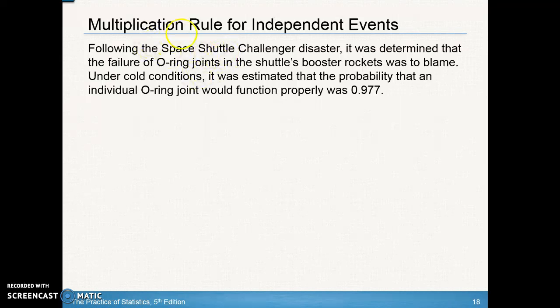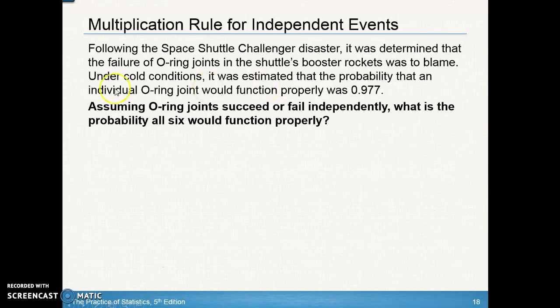The disaster could have actually been prevented, and people said not to put the space shuttle up into space at this time because they didn't know enough about the probabilities of O-ring joint failures at the temperature it was launched at. Okay, so back to the problem, we're assuming all O-ring joints succeed or fail independently. What's the probability that all 6 would function properly?